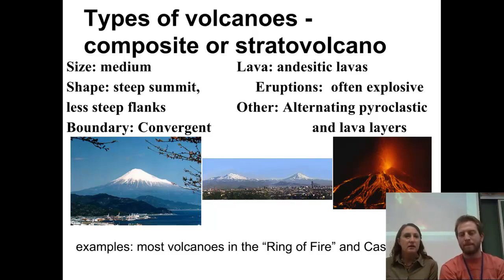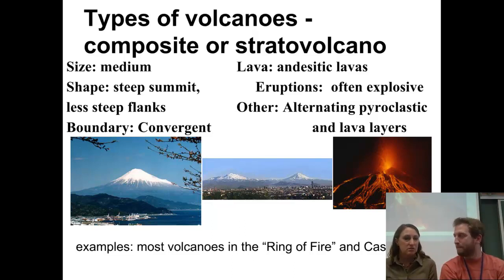Composite cones are typical at a convergent plate boundary, so all around the ring of fire. In other words, the majority of the volcanoes around that ring of fire are going to be composite cones. It's really interesting to think about why they have those explosive eruptions.